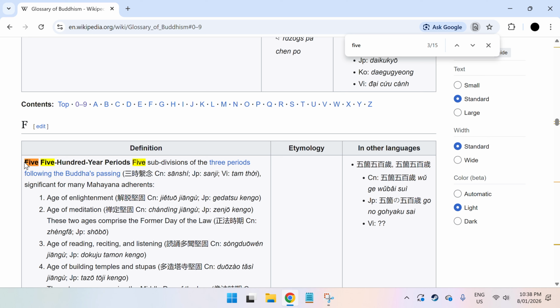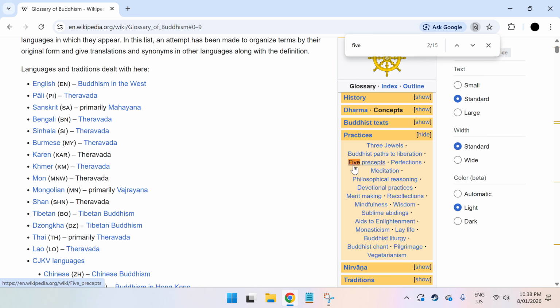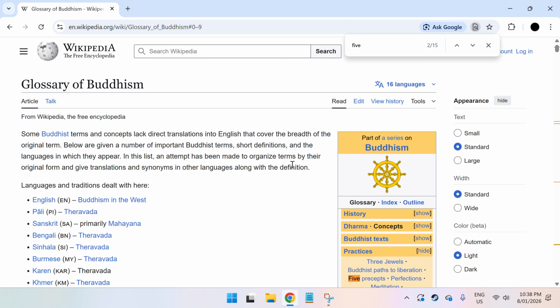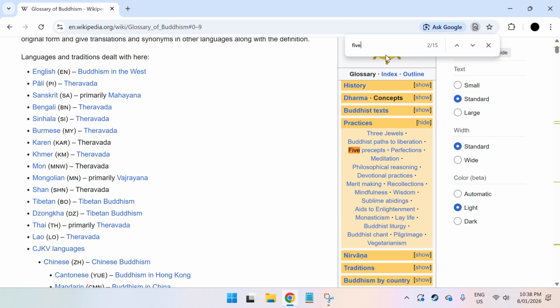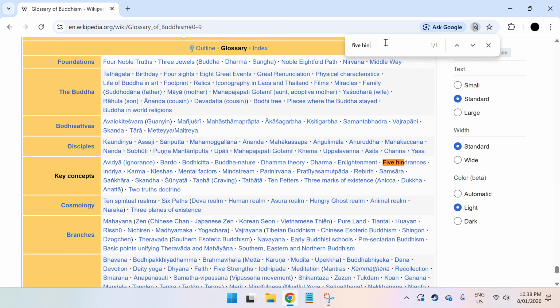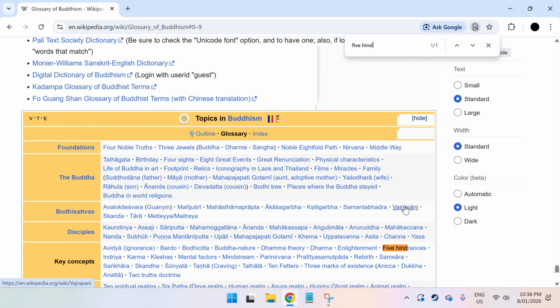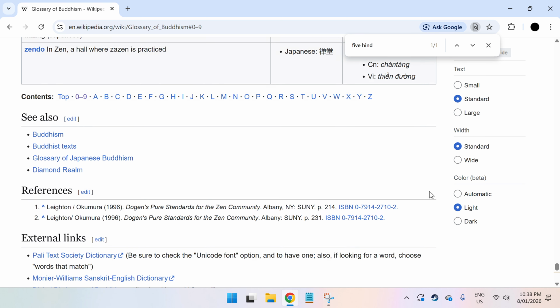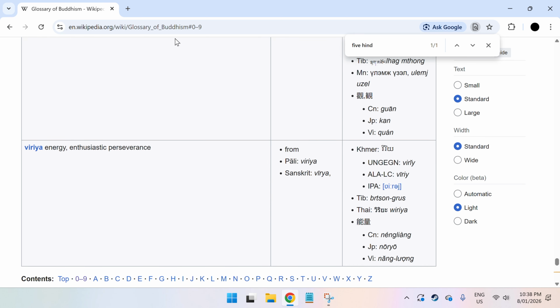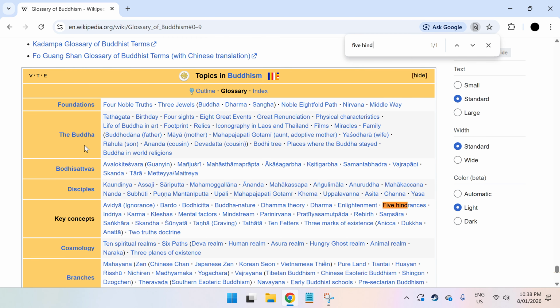So what do we got here? 5 500-year periods. 5 subdivisions of the 3 periods following the Buddha's passing. That's interesting. So the 5 precepts is up here in the sidebar. Are the 5 hindrances in here at all? Yes, they are, but they're in the glossary at the bottom of the page, which is interesting. So the page for the Glossary of Buddhism has a glossary at the bottom of the page.